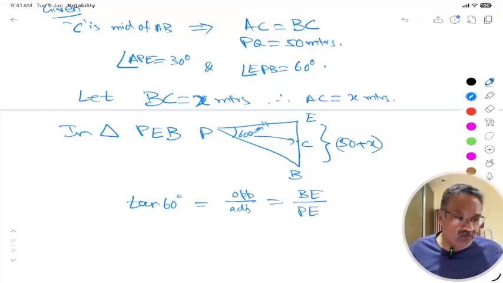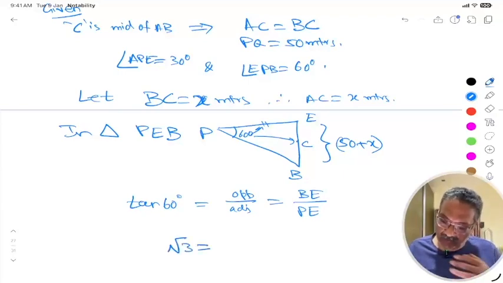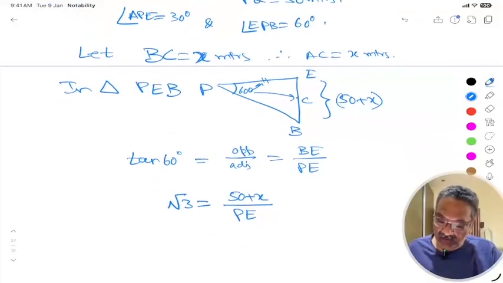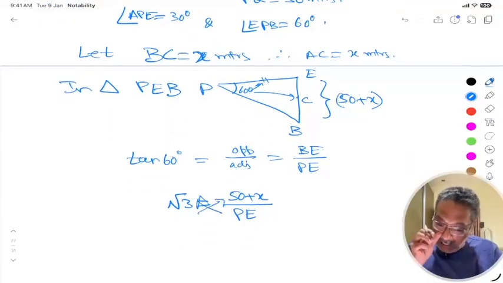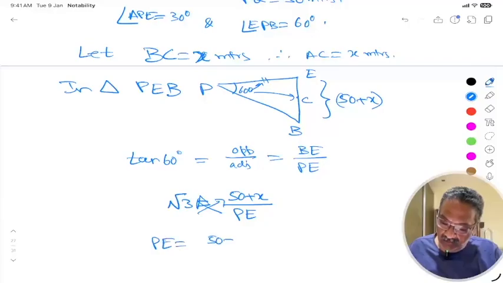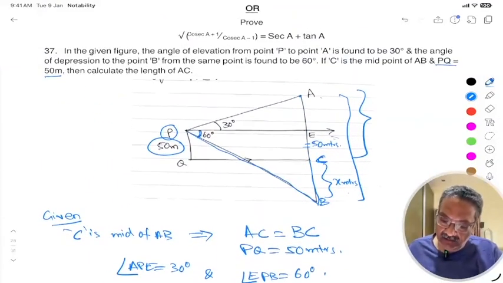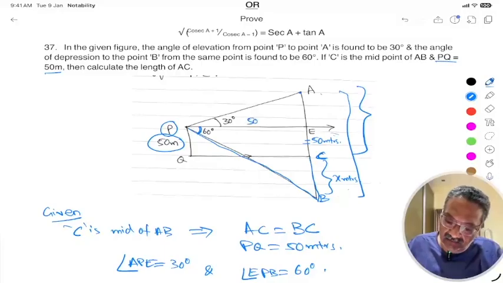Now what is the value of tan 60? Tan 60 is root 3. So root 3 is equal to BE, which is nothing but 50 plus x, divided by PE. Now if I cross multiply, I get PE is equal to 50 plus x divided by root 3. We will keep it as it is. So I got PE as 50 plus x divided by root 3.